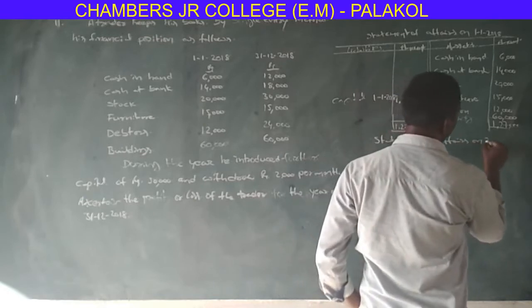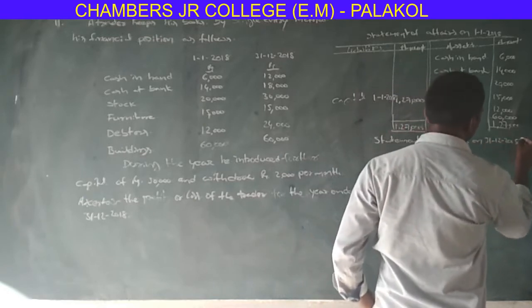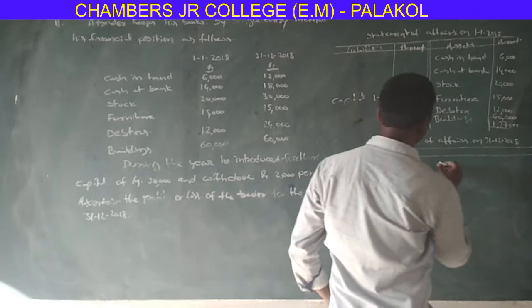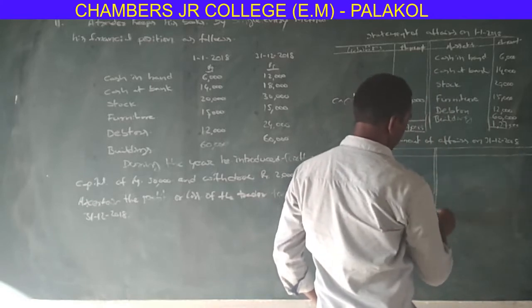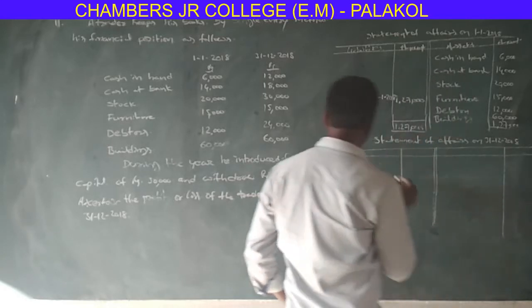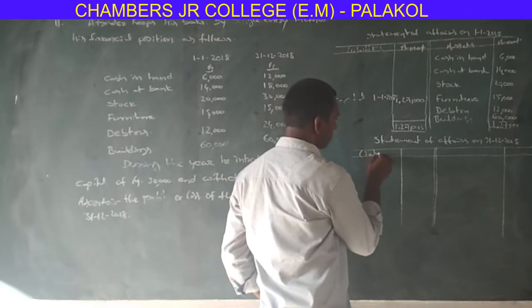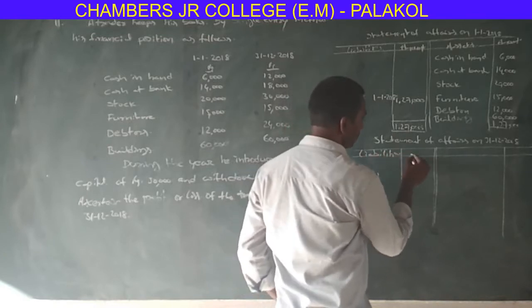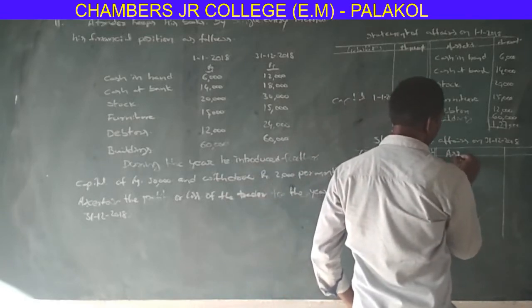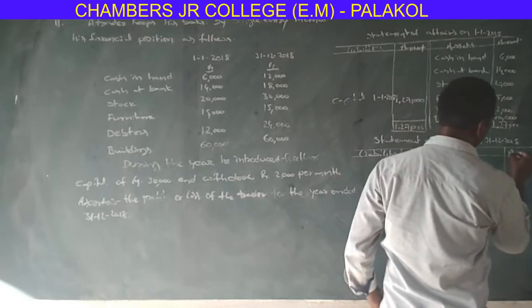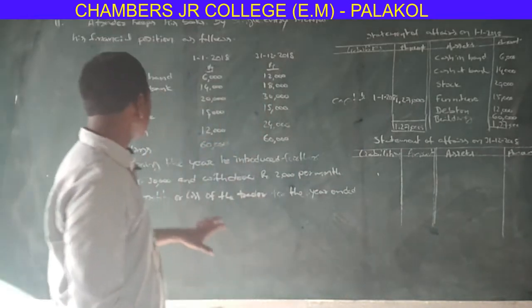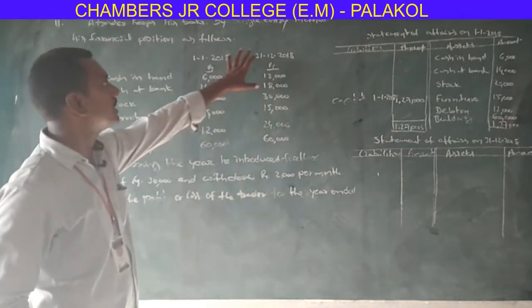And also prepare the statement of affairs on 31/12/2018. This is the closing balance sheet of the firm. Here we take liabilities, amount, assets, amount. Okay, here we take all the assets and liabilities at the end of the year.